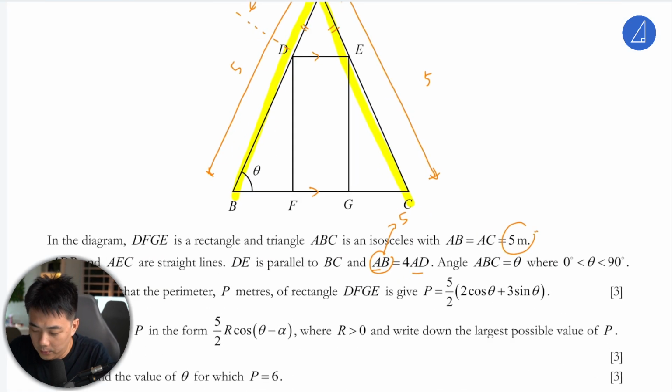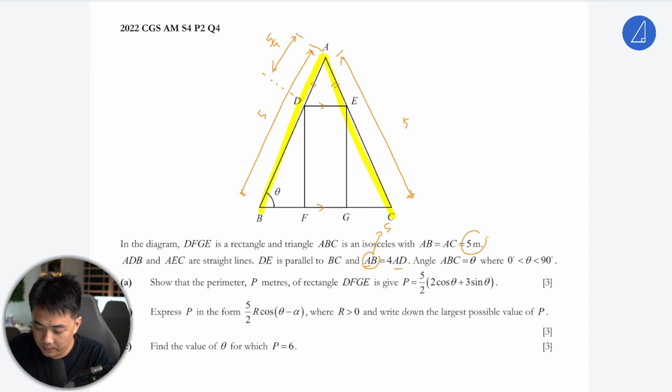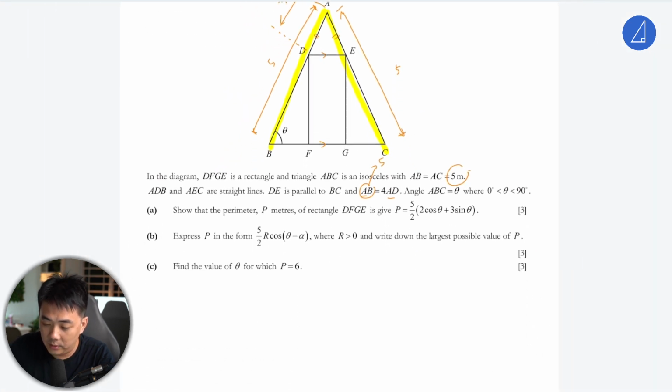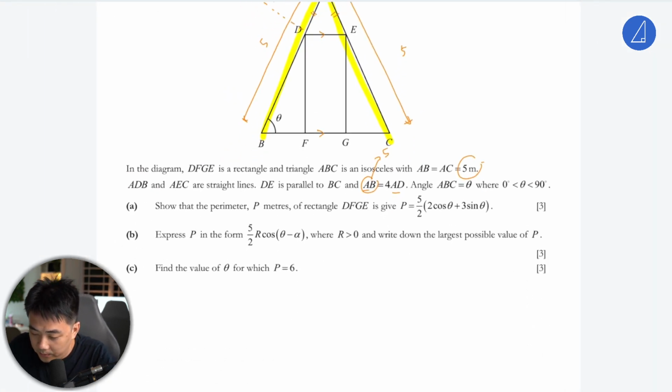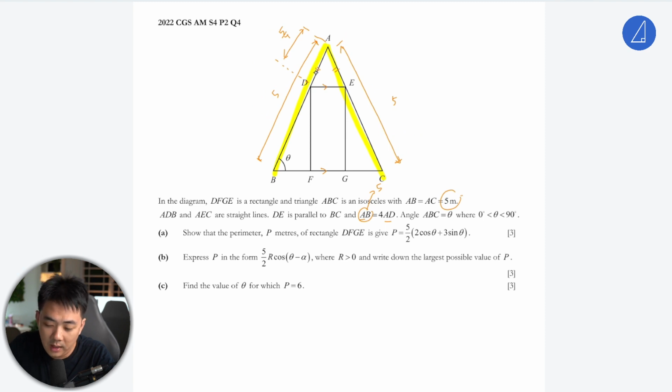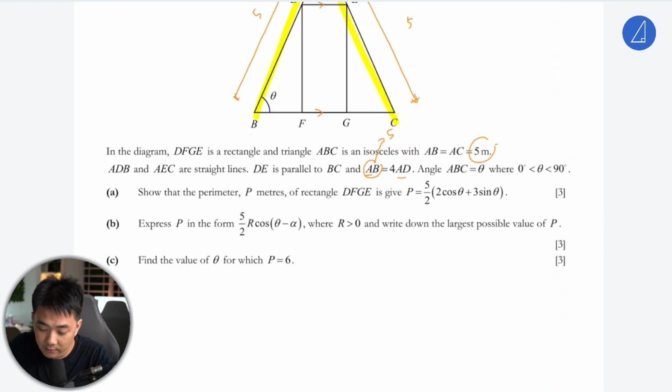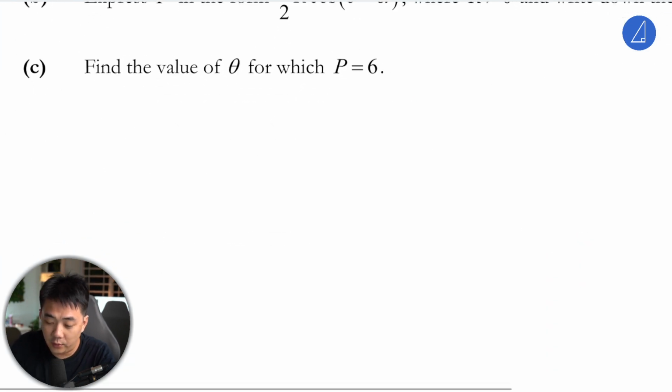Okay. So now angle ABC is theta. Then show that the perimeter P of rectangle DFGE is given by this. Okay, great. So I think what we could do is, we don't really need to show that it is an isosceles triangle. I don't think we need to prove that, but if you need it, then you just prove it. But I'm not going to prove it. Okay, I'm just going to say that triangle ADE is an isosceles triangle.